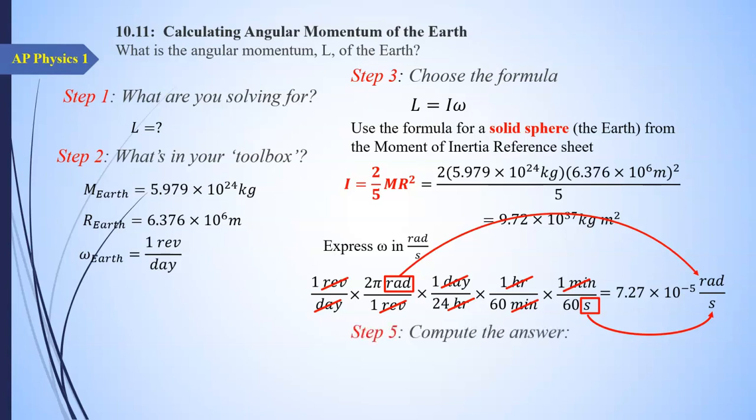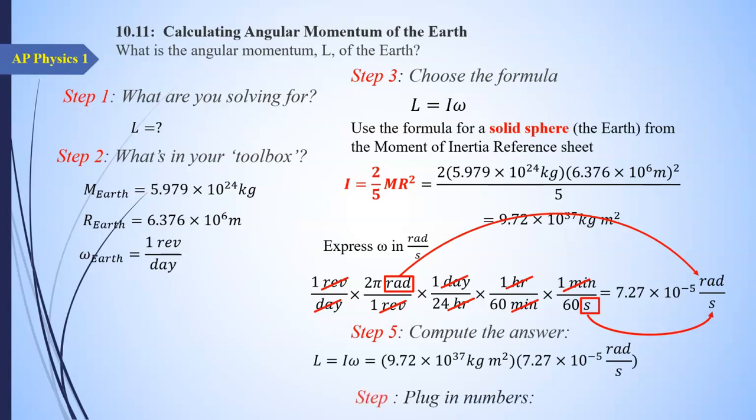So now we can compute the answer. L equals I omega. There it is. You plug in the numbers that you got, and it gives you an angular momentum of 7.07 times 10 to the 33 kilogram meters squared per second.